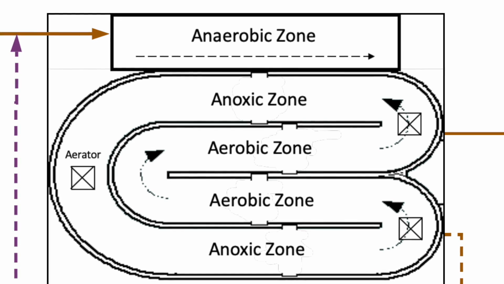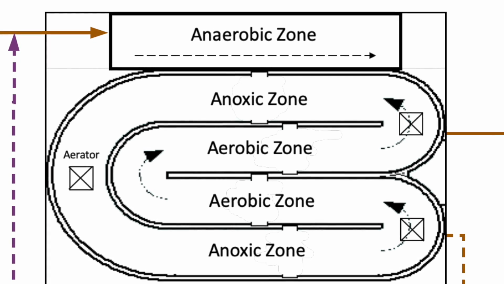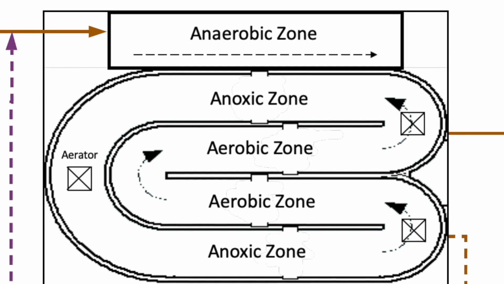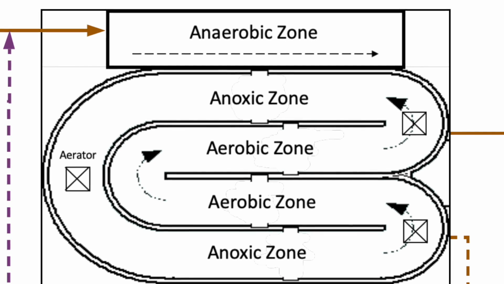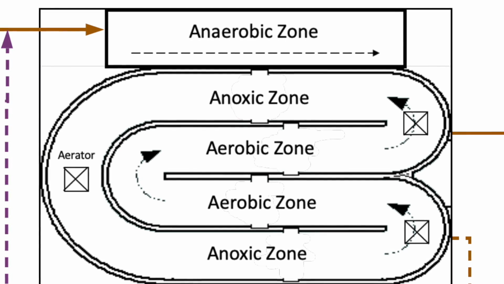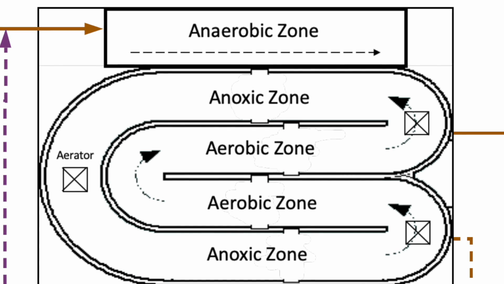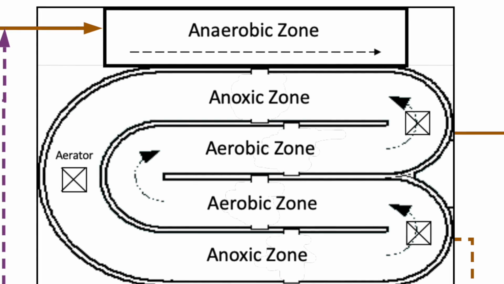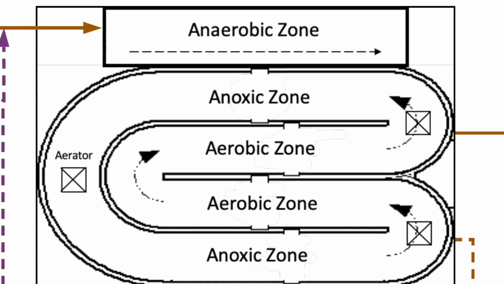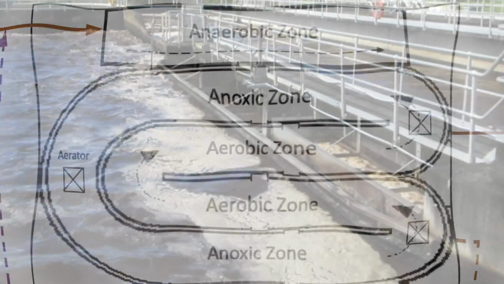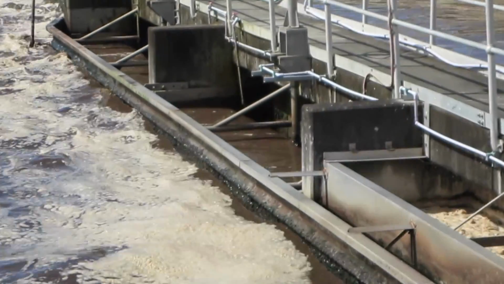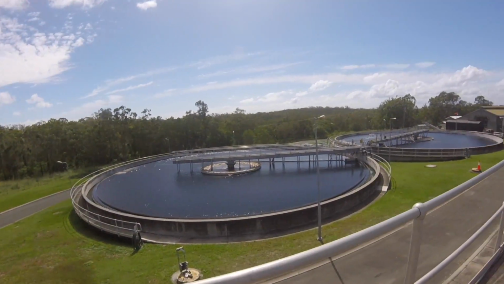In the aerobic zone, autotrophic bacteria, also known as nitrifiers, convert ammonia nitrogen to nitrite nitrogen and then to nitrate nitrogen. In the anoxic zone, the heterotrophic bacteria convert nitrate nitrogen to nitrogen gas, which escapes to the atmosphere. The water leaves the oxidation ditch as overflow and is pumped to 2 large clarifiers for separation.